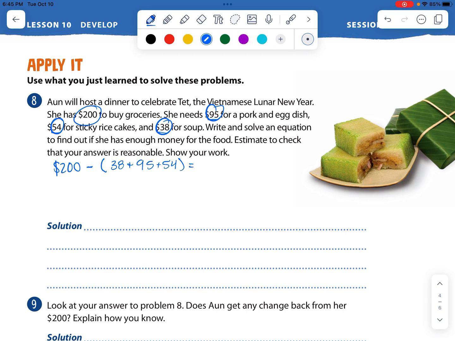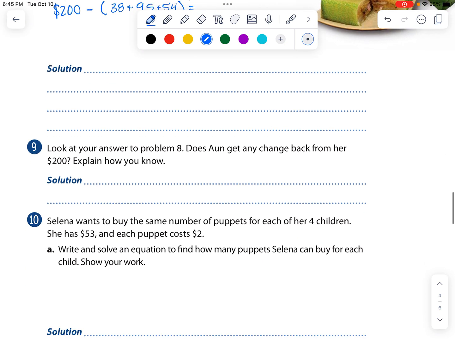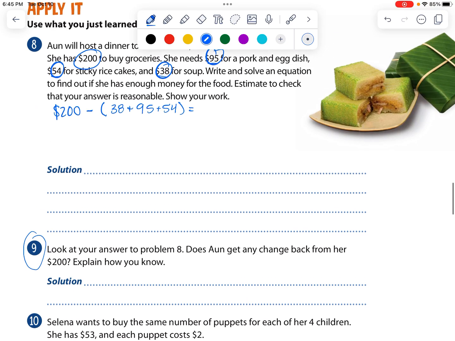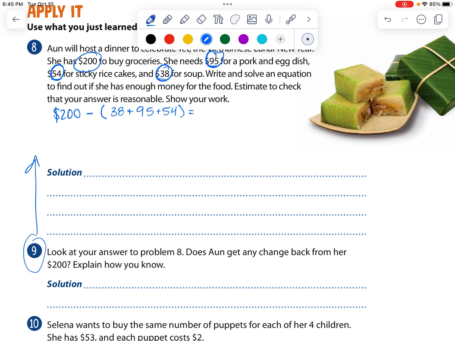Okay, I'm going to leave this one like this. You guys can figure this out. Pause it, figure it out, move on to the next one. Remember, I will be checking. Okay, 9 works with question 8. Change is anything left over. Is there anything left over?